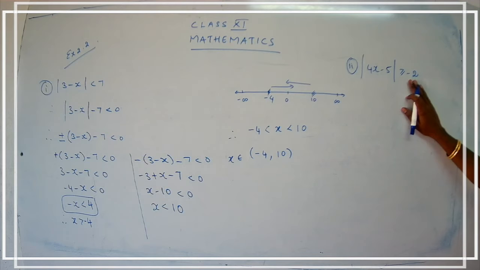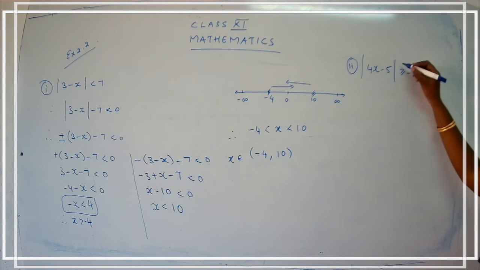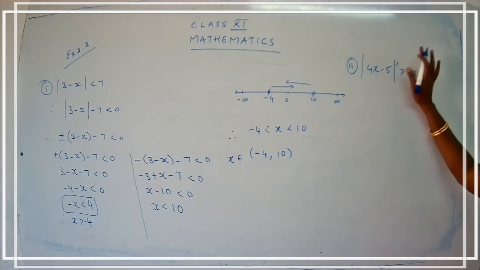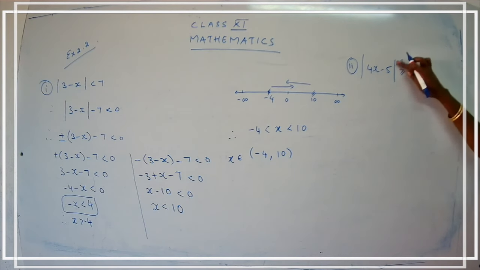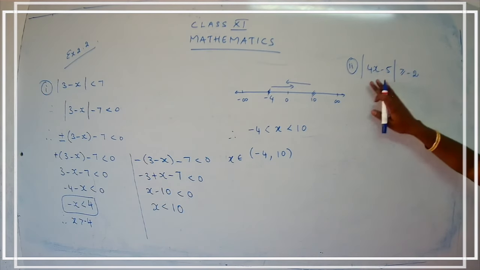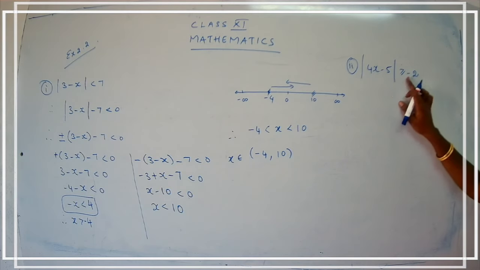It's minus 2. So remember, whenever you have such a condition, if you have anything along with this, we cannot do anything directly. Suppose you have plus 3 along with this number, we cannot write the answer directly. But here we only have a modulus value. What is the modulus value? Mod of 4x minus 5. And they are saying that this is greater than or equal to minus 2.